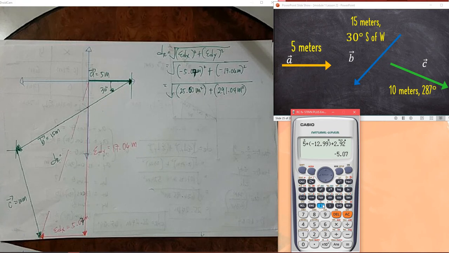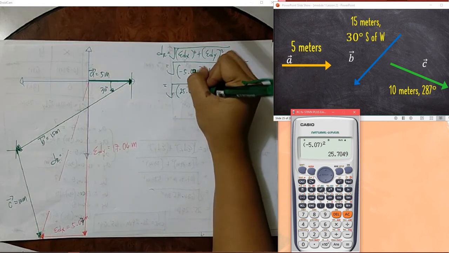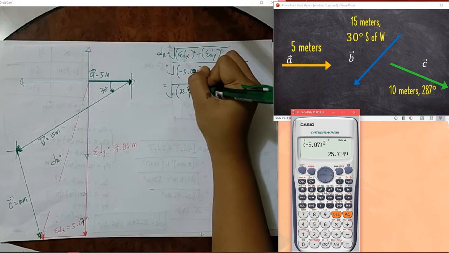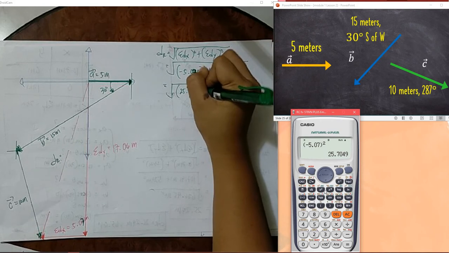So, let us have here negative 5.07 squared. So, that is 25.70. Ayan, it should be 25.70. Ayan ha, paki-double check lang.